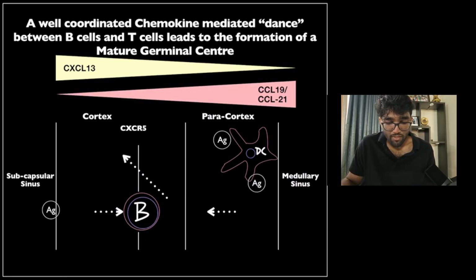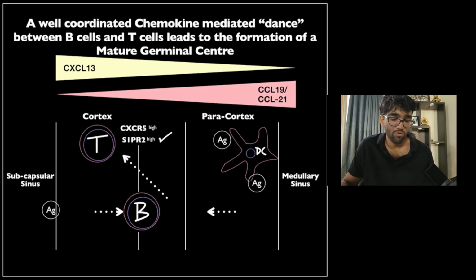Okay, now if the T cell and B cell have been activated by the same antigen, the B cell is able to further give signals to the T cell, which results in a further increase in expression of CXCR5, naturally causing the T cell to move towards the cortex. It also induces the expression of sphingosine 1 phosphate receptor type 2, which again causes the T cell to enter into the cortex and sit there.